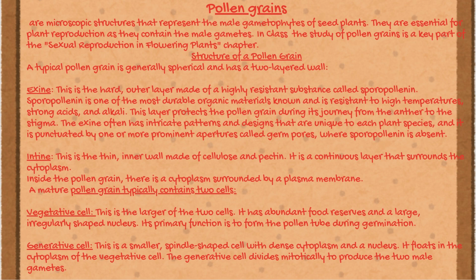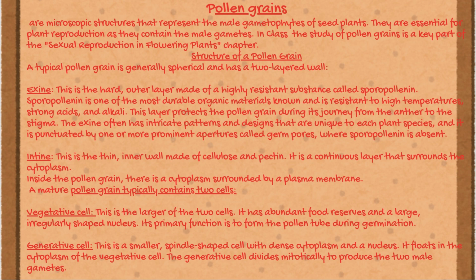The first one is exine. This is a hard outer layer made up of a highly resistant substance called sporopollenin. Sporopollenin is one of the most durable organic materials known and is resistant to high temperature, strong acid and alkali. This layer protects the pollen grain during its journey from the anther to the stigma.